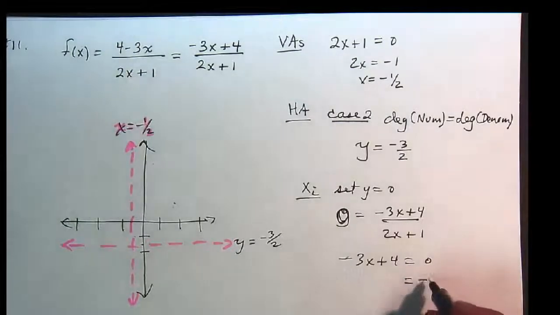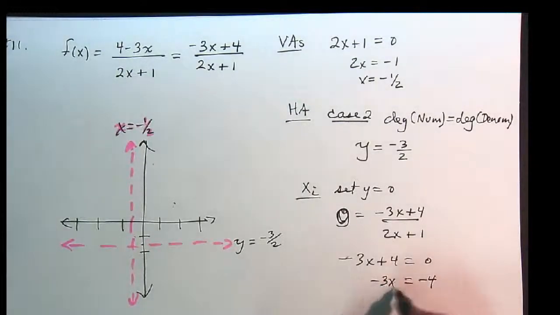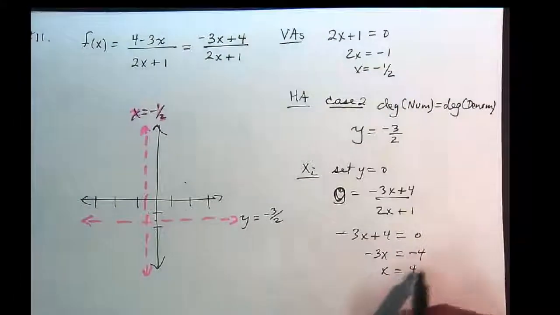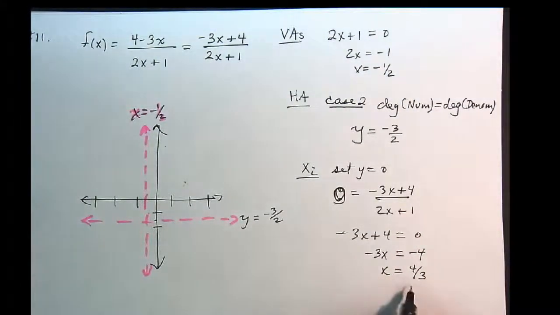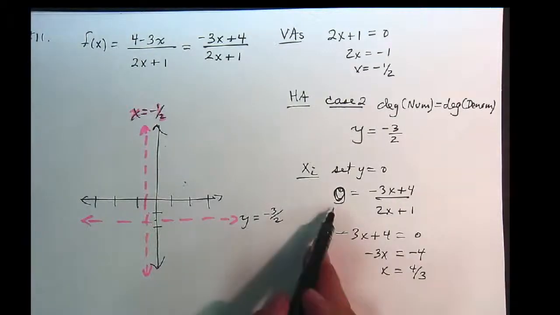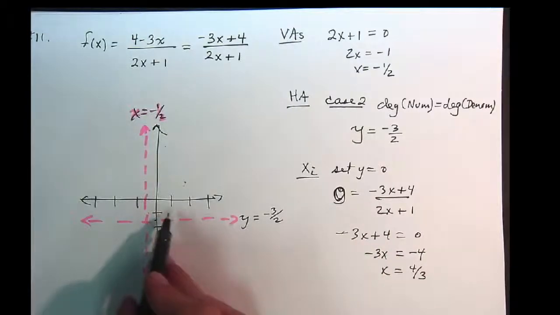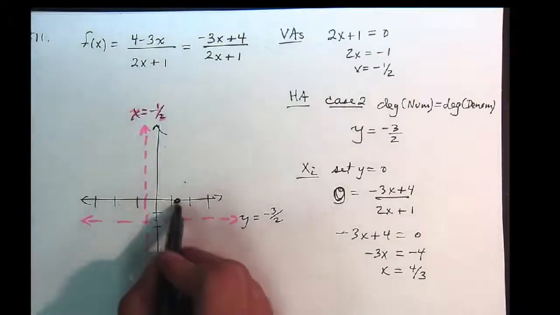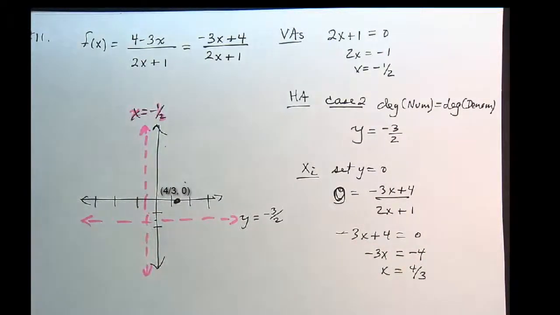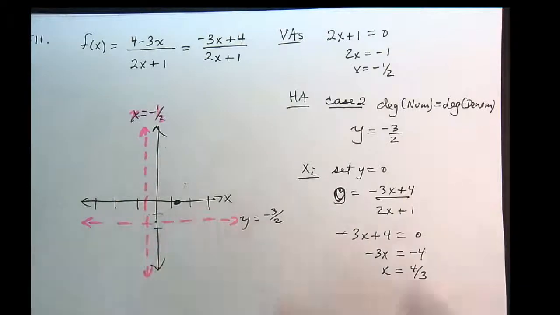Negative 4/3. Close. Because when I move the negative over, I have a negative here. 4/3. So it's positive 4/3. When I plug in 4/3 for x, I get 0 for y. So the point 4/3 comma 0 is my x-intercept. That's right there. Does that make sense? 1 1/3 is 4/3.